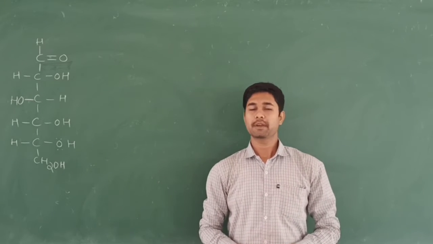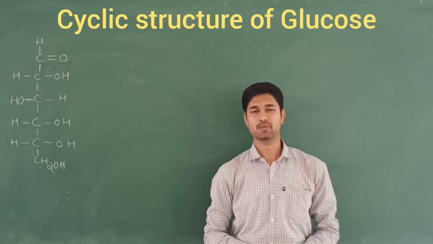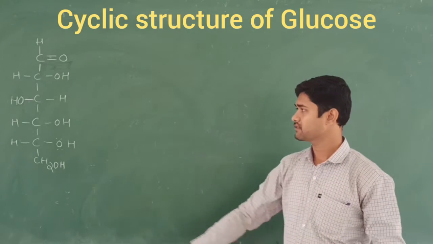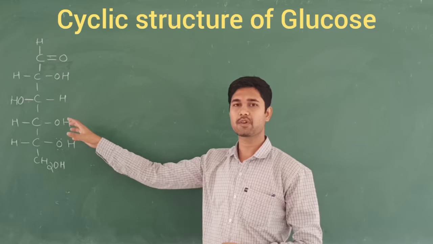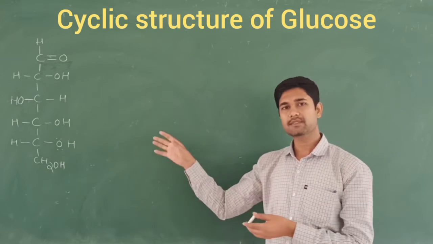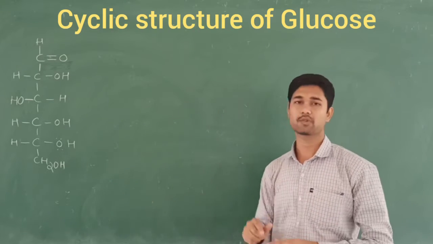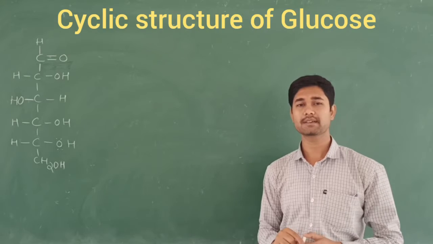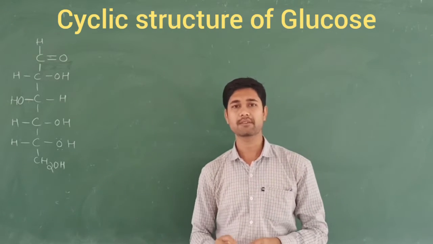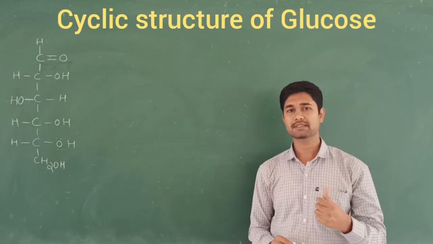Let's discuss a very important concept, the cyclic structure of glucose. Why do we have to study this? Before that, this is a straight chain, called the open chain structure of glucose. In this open chain structure, we cannot study some more properties of glucose. In order to study some of the properties, we convert glucose into its cyclic form. Before going to the cyclic form, I am going to discuss a concept.